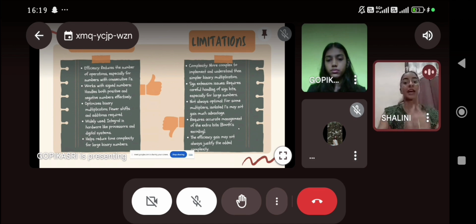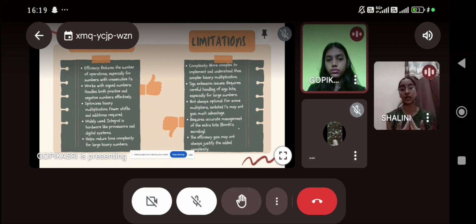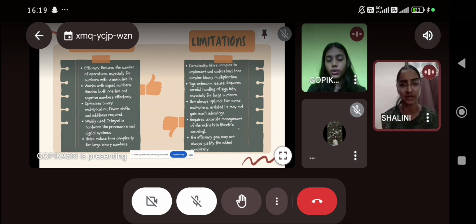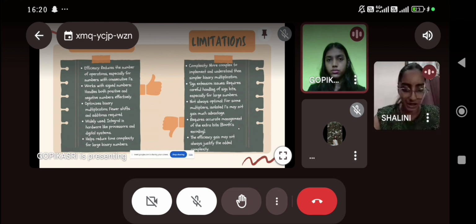Then, the sign extension issue requires careful handling of the sign bit, especially for large numbers. As I told, in the example that I took, plus 13 into minus 6, we got the answer with the most significant bit as 1. So we need to mention the most significant bit as 1 and 0 for it to be negative and positive respectively. So the sign bit plays a major role. If you shift it wrongly, you will be getting a wrong answer, and the whole process will be a waste of time.